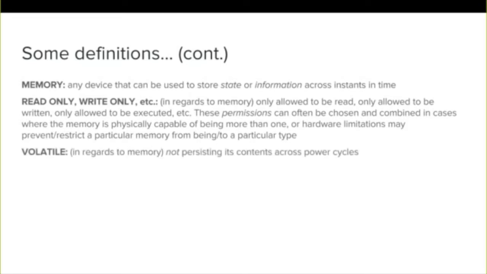Volatile is another term we use for memory. Volatile means that the memory does not persist its contents when we turn off the power. So RAM is an example of a volatile memory.